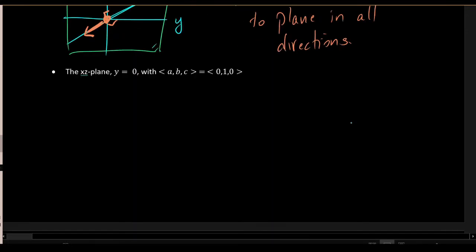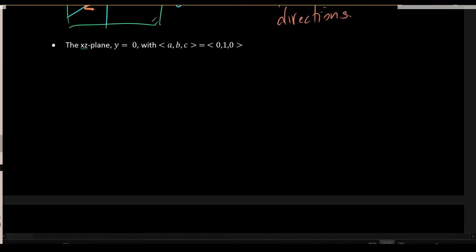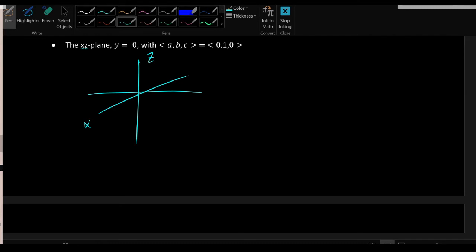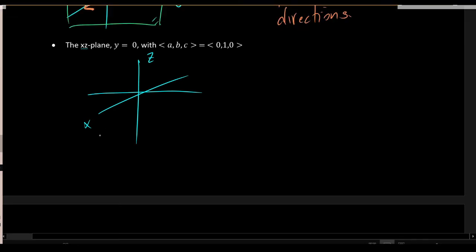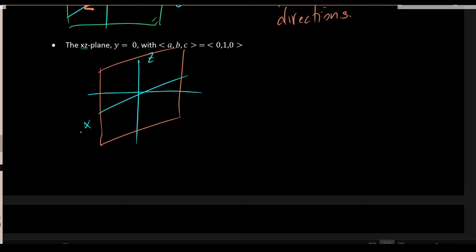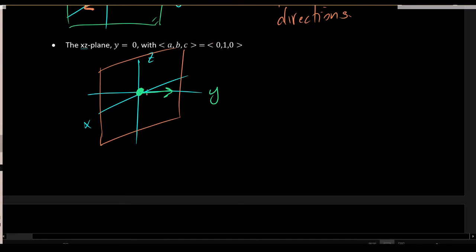As a final example, we could also do the xz plane. The characteristic of any point in the xz plane is that its y coordinate is 0. So this is the plane that's standing up with its edge facing us. Now a is equal to 0 because there are no x's in the equation, b is equal to 1 since there's one y, and c is equal to 0 since there are no z's. And if I graph the vector in the positive y direction, then once again this vector is perpendicular to the plane in all directions.